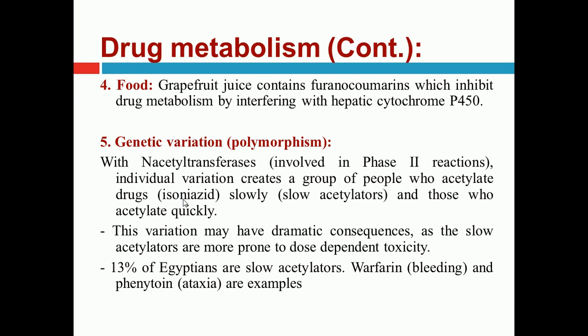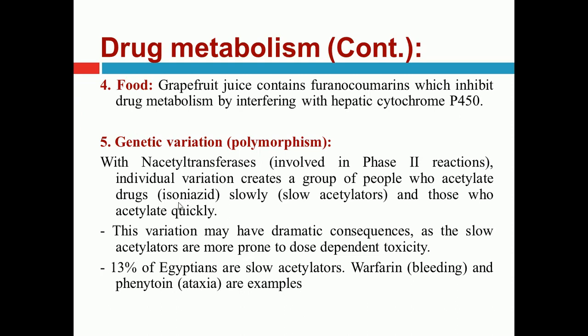Say you give 100 mg of isoniazid to these people and these people. We have made two sets. Set number one has the people called slow acetylators, and set 2 has the individuals called fast acetylators. So now think about what will happen to them.